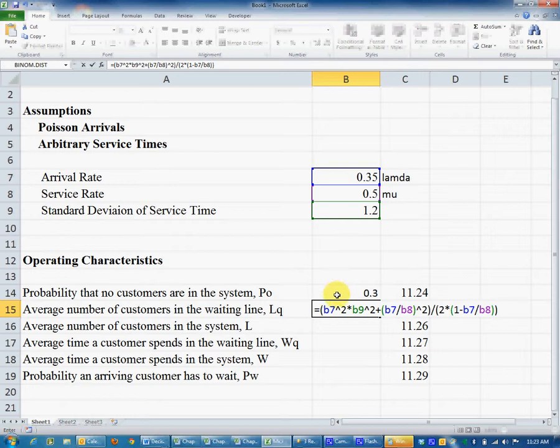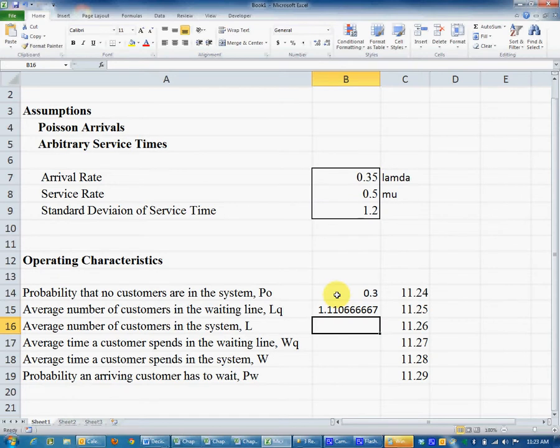All right, we got it. 1.111016666. Let me make sure that that's right. Yep. All right. So right now we have the probability that there are no customers in the system is 0.3. So 30% of the time, the average number of customers waiting in line is 1.1. Average number of customers in the system is equation 1126.